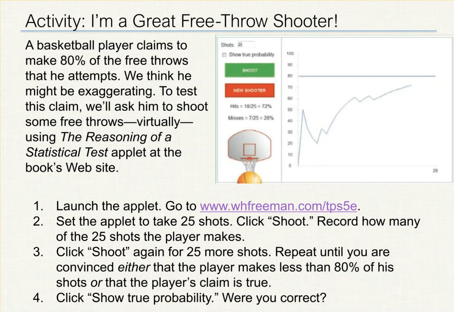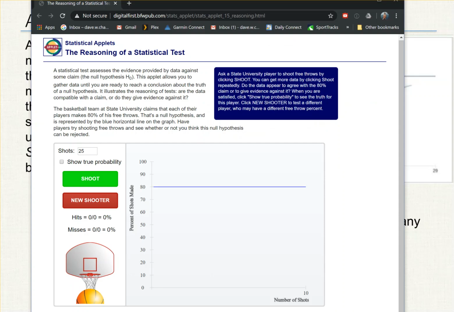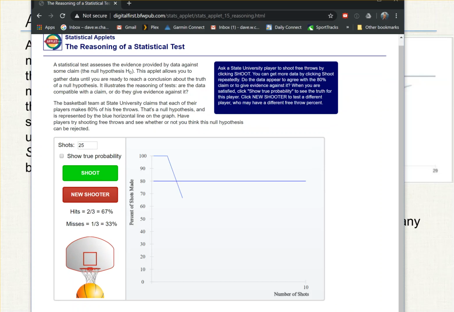All right, so let's just do an example here. A basketball player claims to make 80% of the free throws that he attempts. We think he might be exaggerating. To test this claim, we'll ask him to shoot some free throws virtually, and we're just going to see what happens. So 80% is what he claims to make. Let's shoot 25 shots.